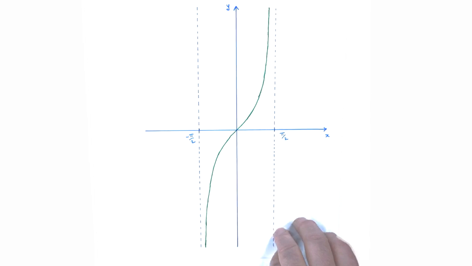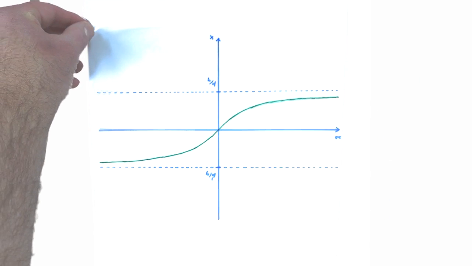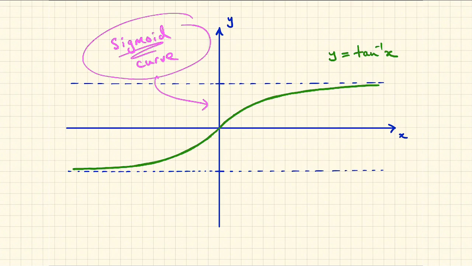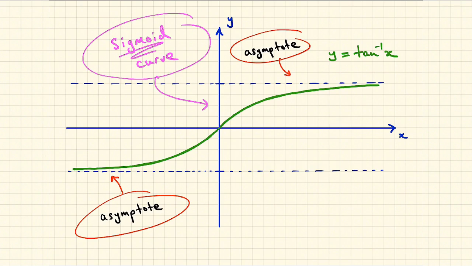And we can reflect in the line y equals x to invert the function, producing the graph of y equals inverse tan of x, a beautiful shape called a sigmoid curve, sandwiched in between two horizontal asymptotes. Sigmoid curves are important in computer science and the mathematics of neurons used to model behaviour in the brain.